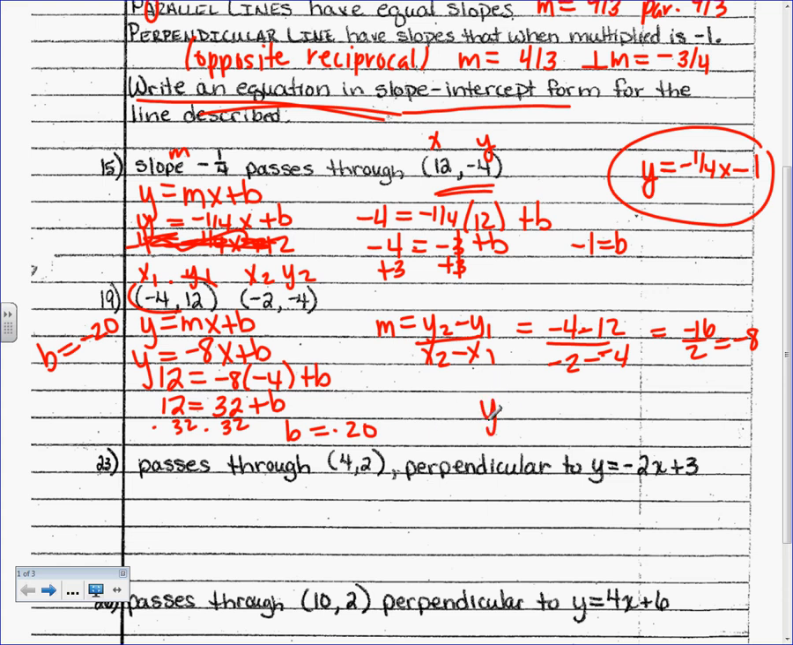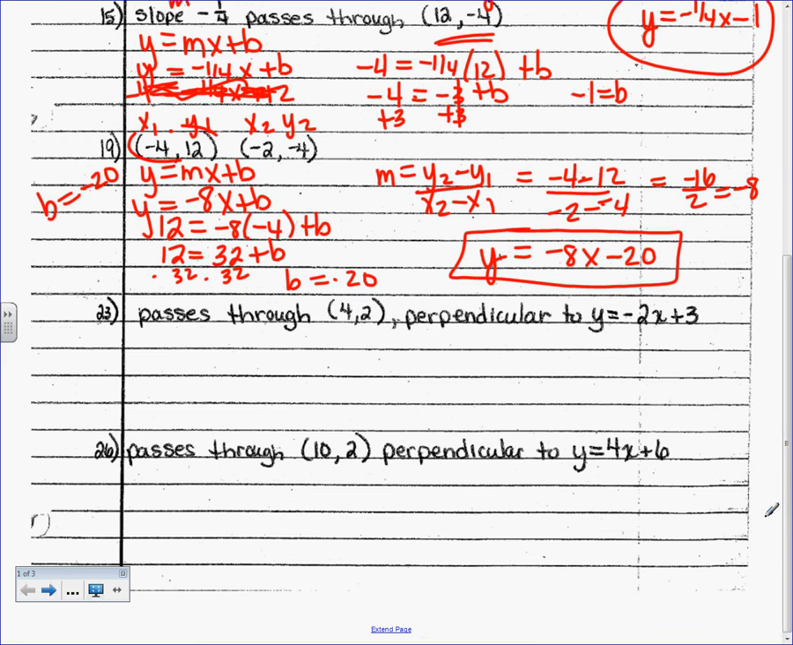So my final answer is y equals m, which we said was negative 8, x plus, but I'm not going to do plus because it's minus 20. m and b are plugged in as numbers. Take a second, look that over. If you have a question, write it down.